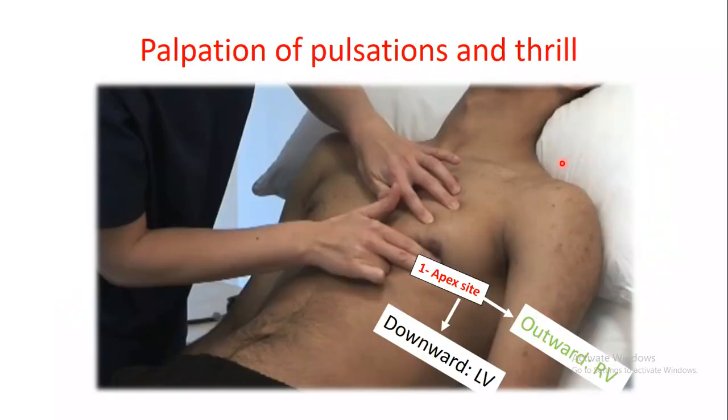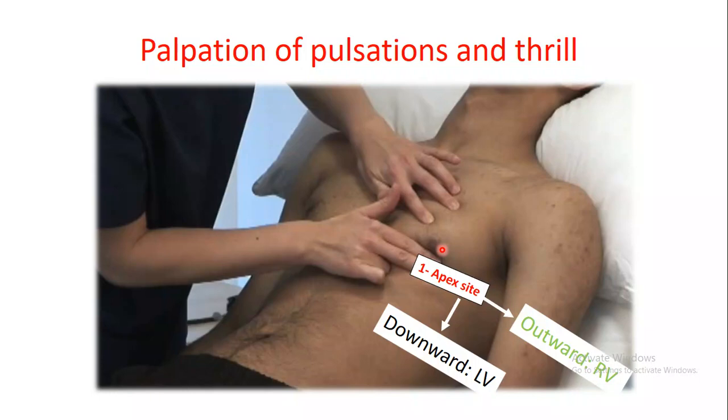Then moving to cardiac palpation, starting with localization of the apex. The normal apex is in the fifth intercostal space at the mid-clavicular line. We should know the normal orientation of the right ventricle and left ventricle. Normally, the right ventricle is anterior and a little bit horizontal, while the left ventricle is posterior to it and takes a vertical orientation.